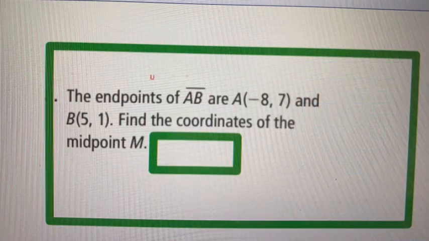Okay, the next part is going to be your turn. The endpoints of AB are A -8, 7 and B 5, 1. Find the coordinates of M. Go ahead and stop the video. When you're ready, restart it to find the answer.